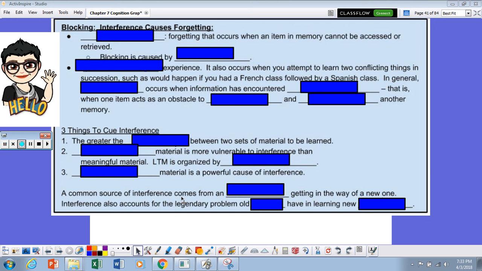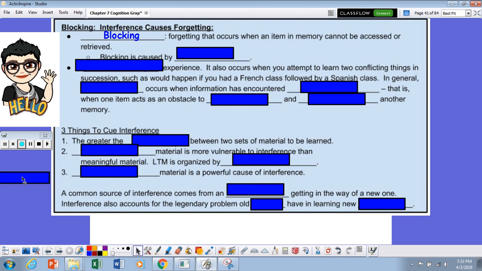This is a continuation from the lecture that we started in class, and you may want to find your packet and figure out where we're at. We're getting ready to talk a little bit about blocking. So, let's begin. Blocking is interference that causes forgetting.